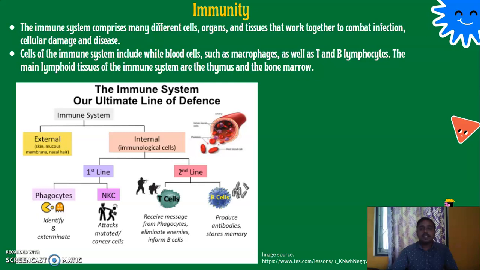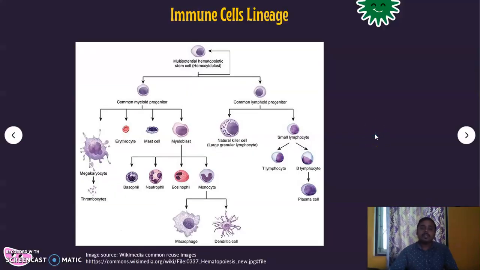Now we will see the cell lineage of our immune cells. It all starts from a multipotential hematopoietic stem cell, which is going to differentiate into all of our immune cells. The first two daughter cells formed from this hematopoietic stem cell are the common myeloid progenitor and the common lymphoid progenitor. The myeloid progenitor is the biggest family member from this stem cell, because it leads to around 9 types of cells in our immune system.